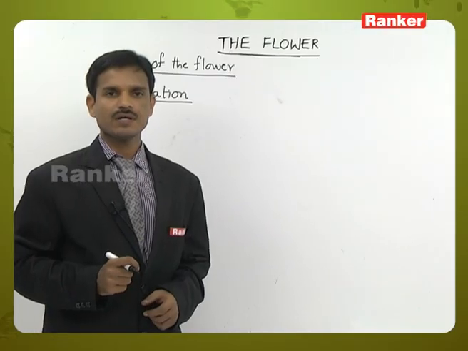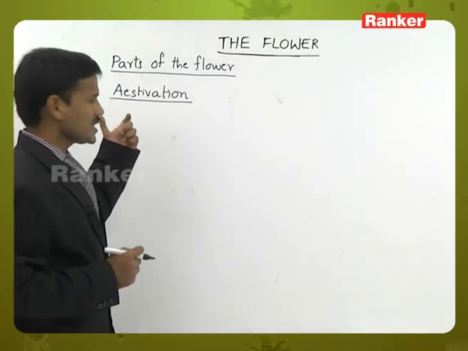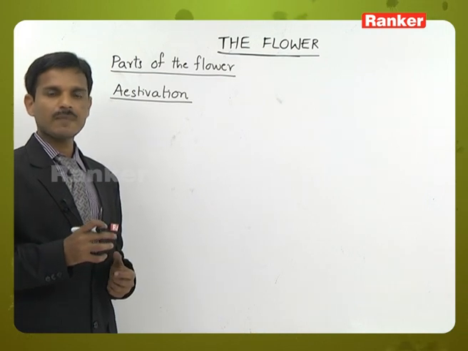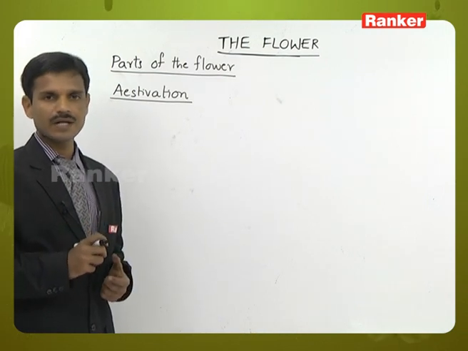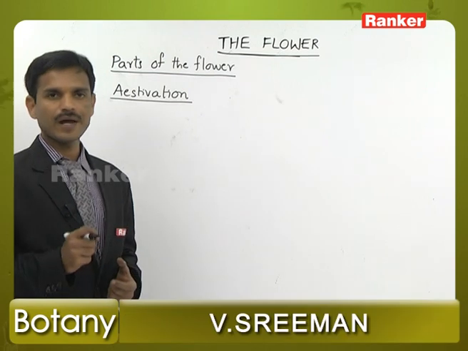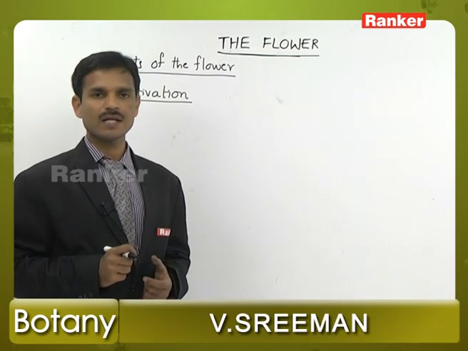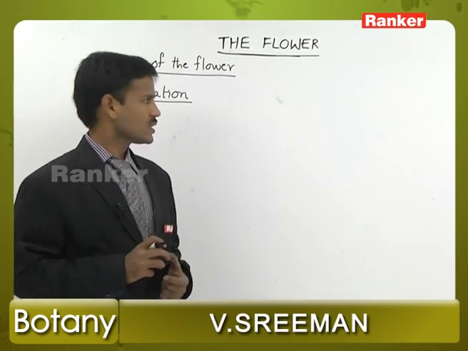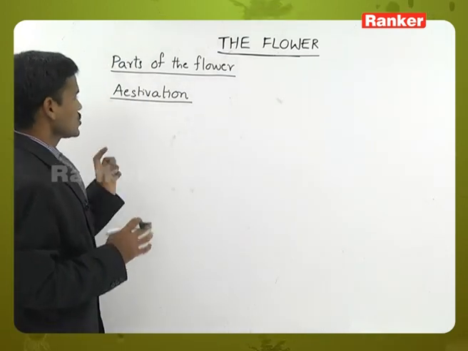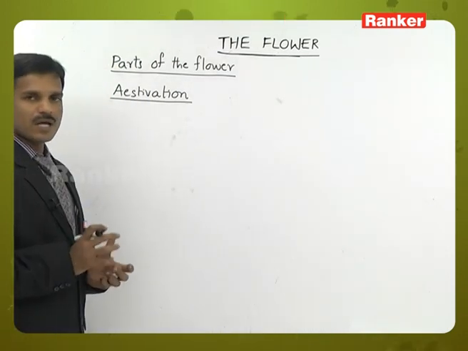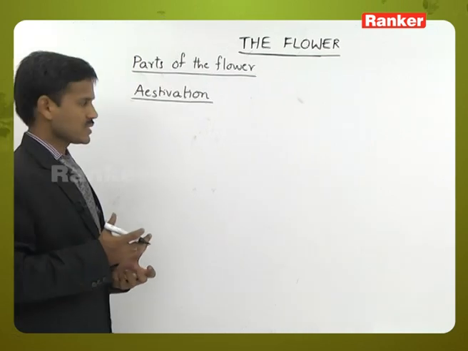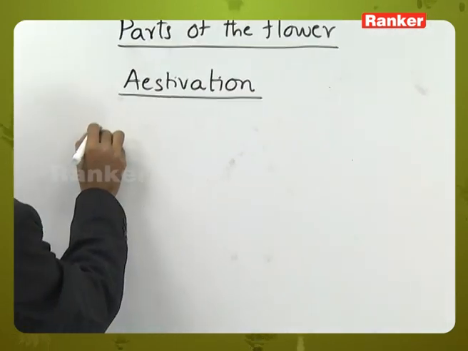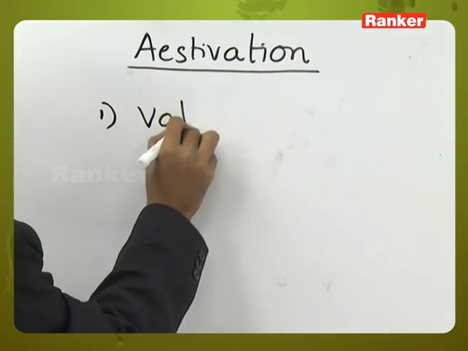Aestivation is the arrangement of sepals or petals when the flower is in the bud condition. The mode of arrangement of sepals or petals in the bud condition is called aestivation. The arrangement of sepals or petals occurs in different ways. The first one is the valvate type of aestivation.